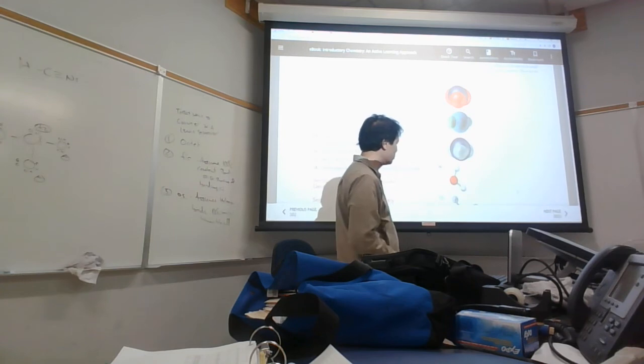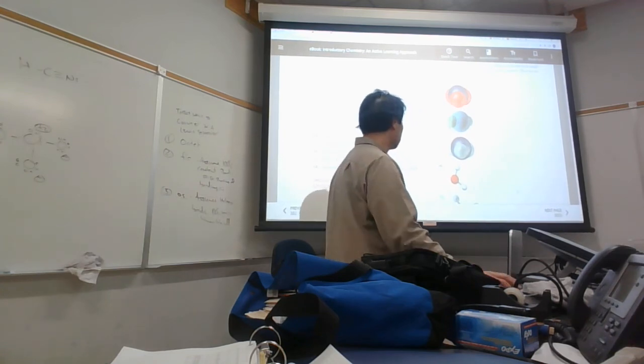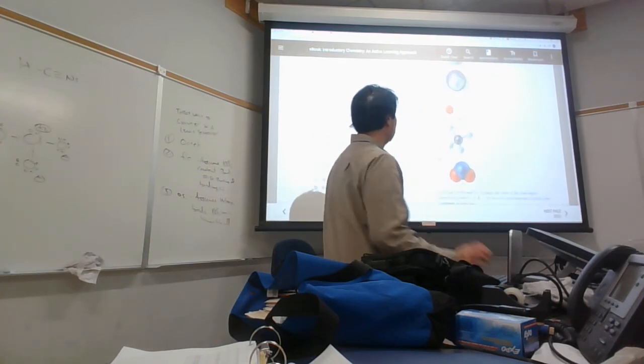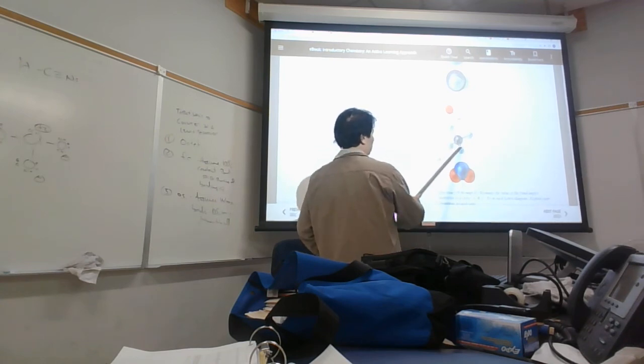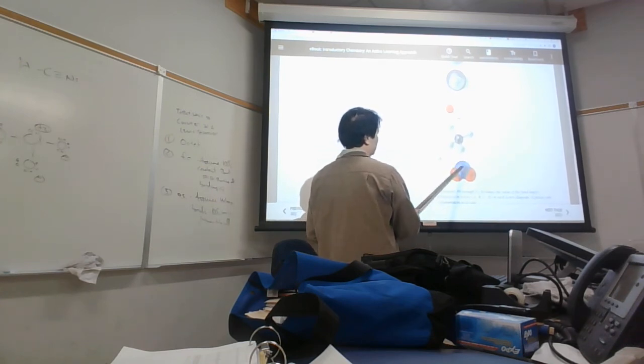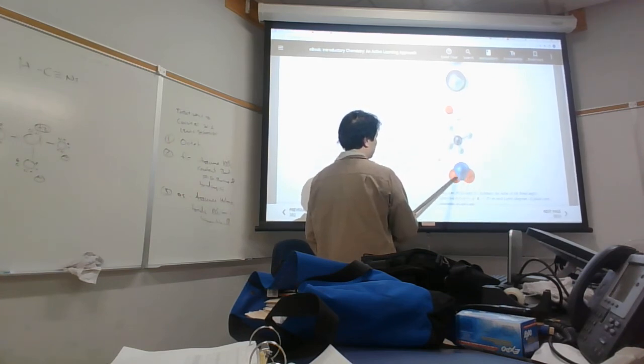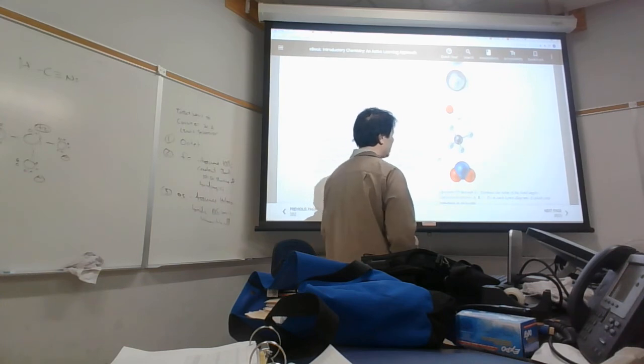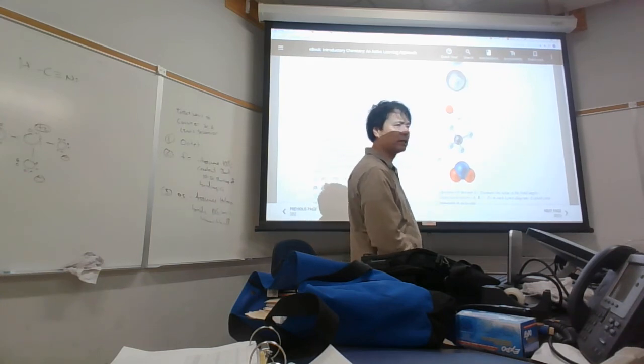This one's going to be bent at 109 because it's oxygen. It's water. This one is tetrahedral. Bent. This one's bent. But is this one bent at 109 or bent at 120? Can you tell?